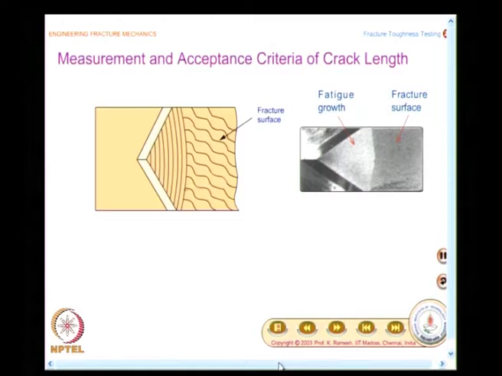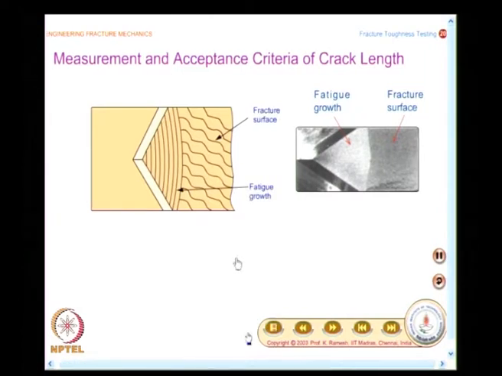Finally, once the specimen is broken, you have a set of requirements on how to measure the length of the crack and what is the acceptance criteria. Here you have two pictures, one is a sketch, the sketch shows this is the specimen and this is the chevron notch and you have the crack front. And how do you see the crack front? The crack front is not straight.